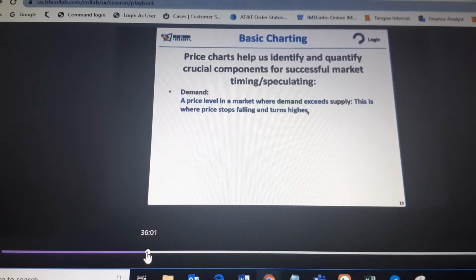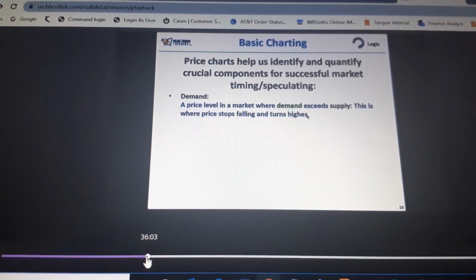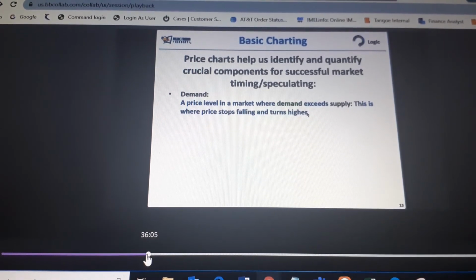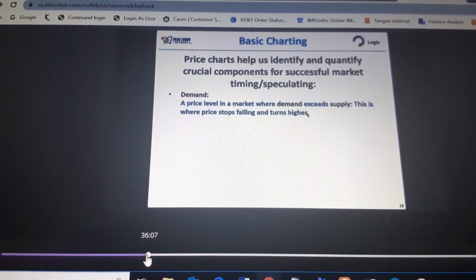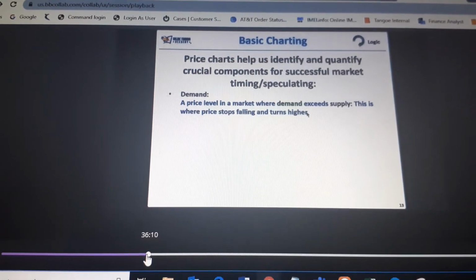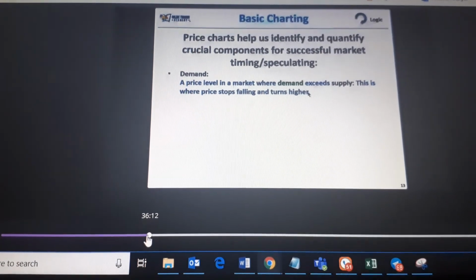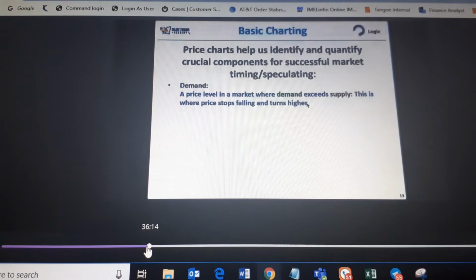Why? Because the demand is more than the supply. Okay, I gave you an example yesterday. Whenever the mango comes in the beginning, in the month of March, there is more demand than the supply. So what happens? The price shoots up.